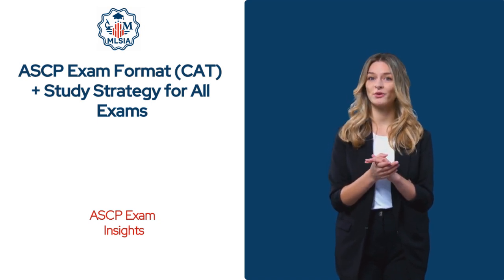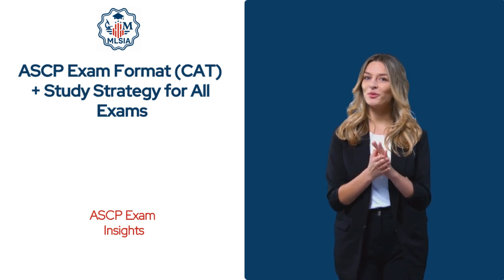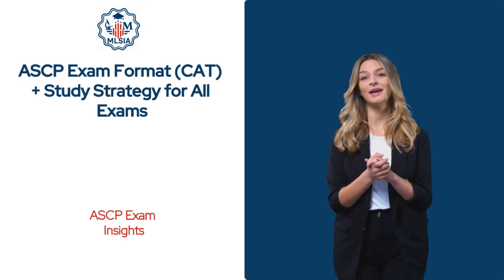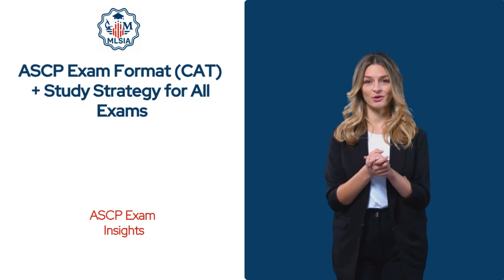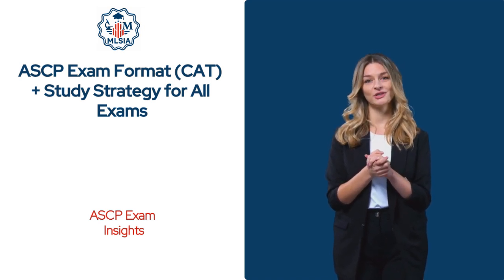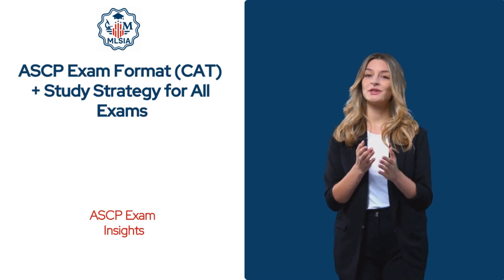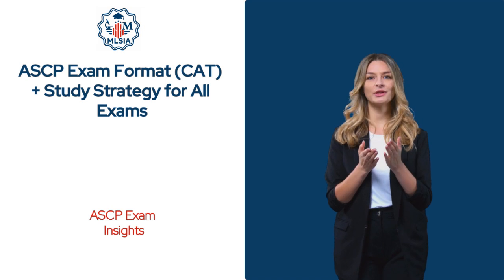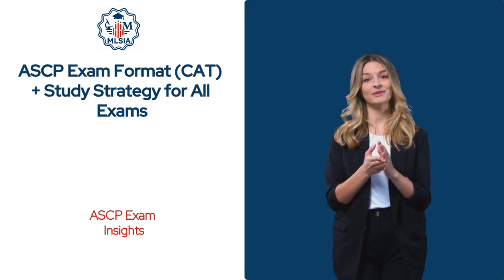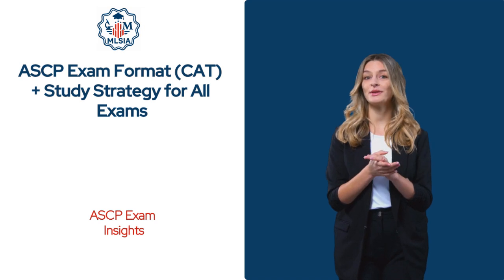All ASCP Board of Certification exams are now delivered as Computer Adaptive Tests, or CATs. That means the exam is dynamic. It adapts to you in real time. Here's how it works. The test starts with a question of medium difficulty. If you answer correctly, the next question gets slightly harder. If you answer incorrectly, the next question gets slightly easier. This process continues until the system can accurately estimate your true ability level.